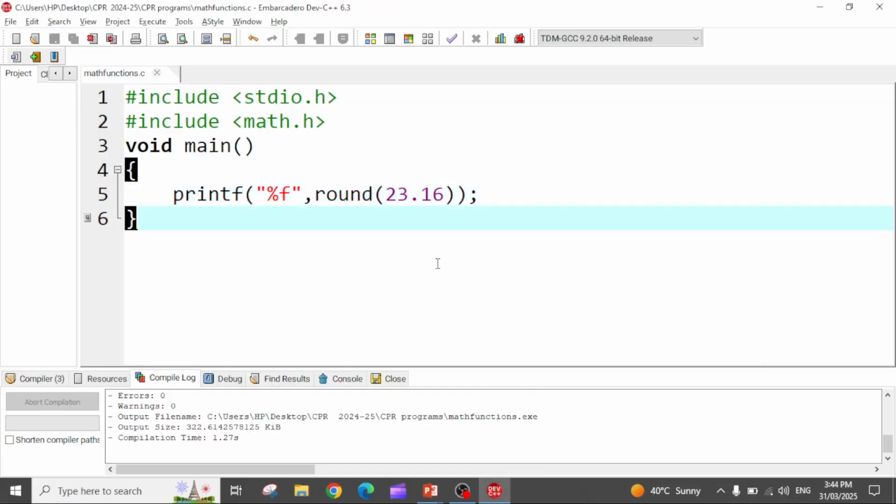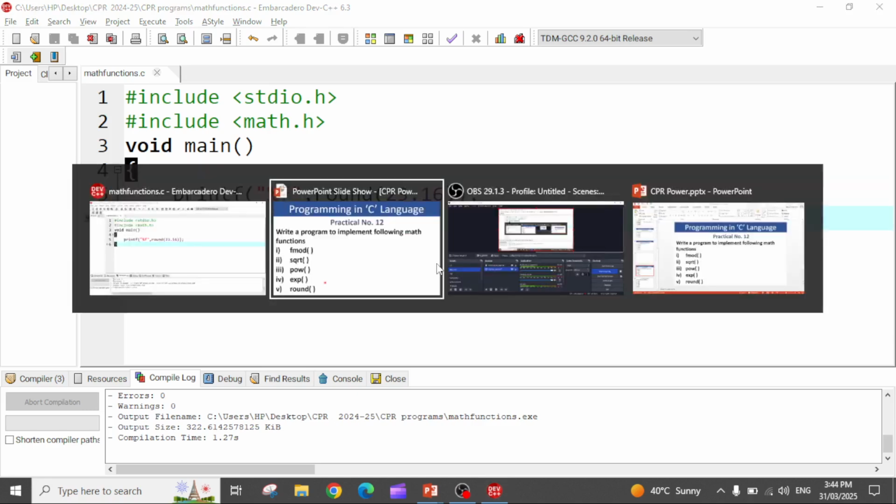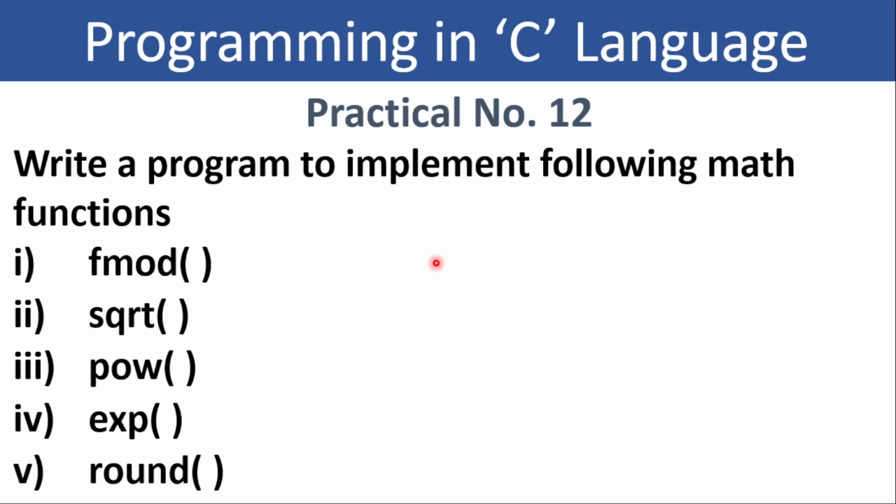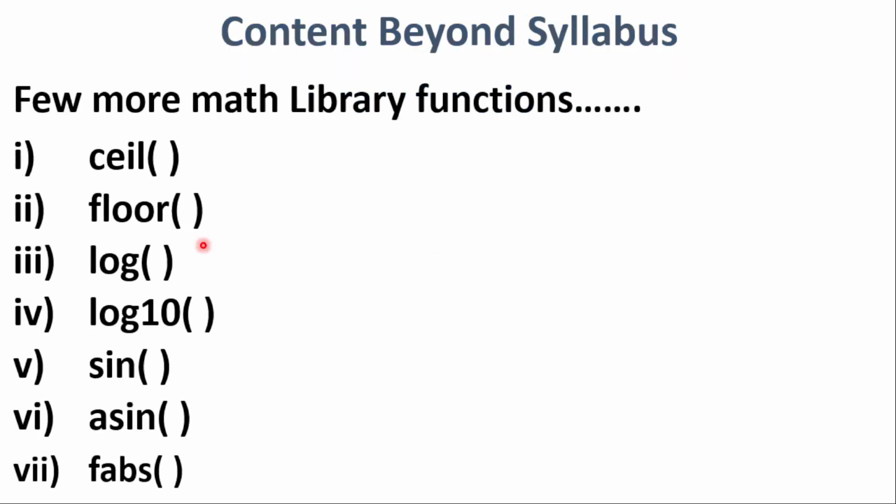So till now we have gone through fmod, sqrt, pow, exp and round function. There are many more functions in C language which are part of the math.h library, and a few additional functions are given here. First one is ceil. It is followed by floor, log, log10, sine, arc sine, that is asin, fabs, that is absolute value. So we will go through them one by one.